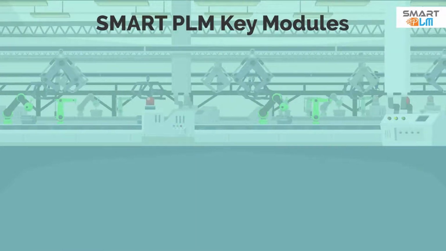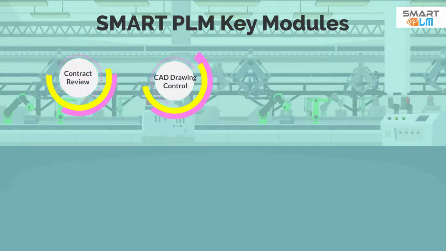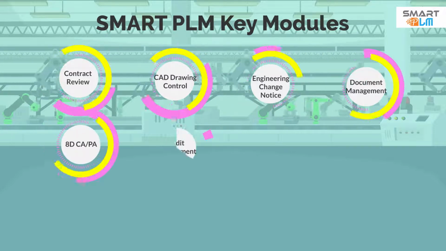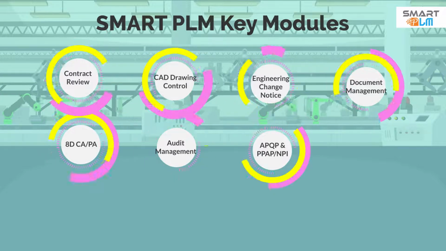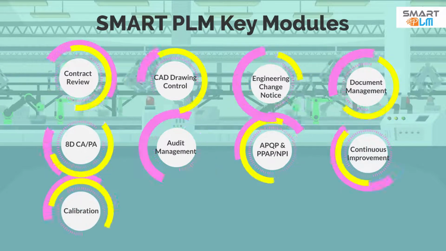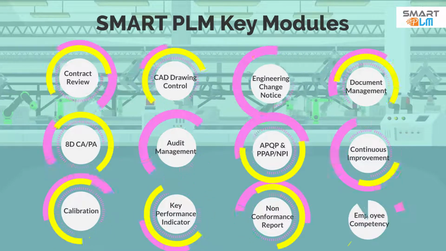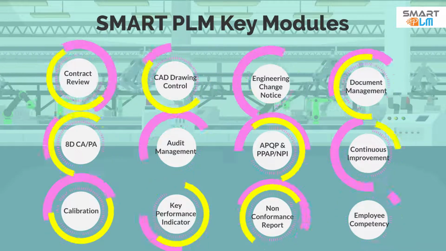Smart PLM key modules consist of contract review, CAD drawing control, engineering change notice, document management, ATC APA, audit management, APQP and PPAP and PI, continuous improvement, calibration, key performance indicator, non-conformance report and employee competency. Customers are able to choose the modules which are relevant to their business.